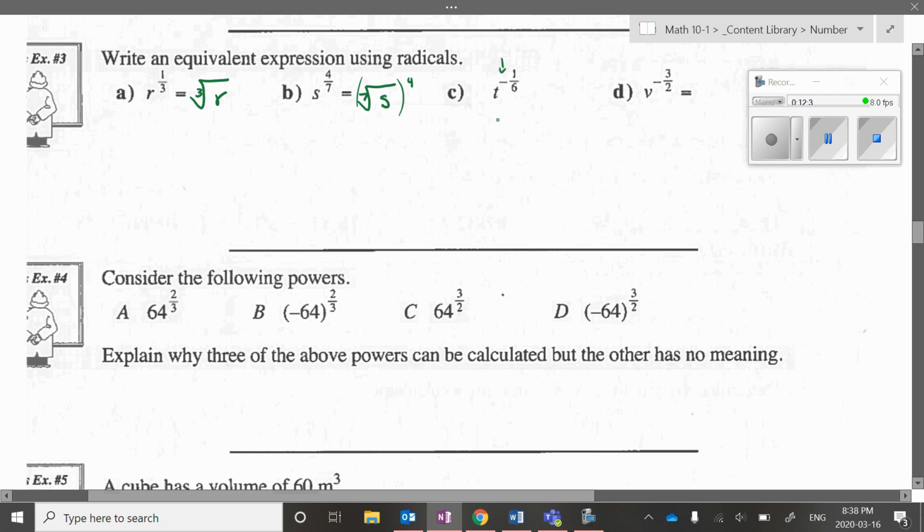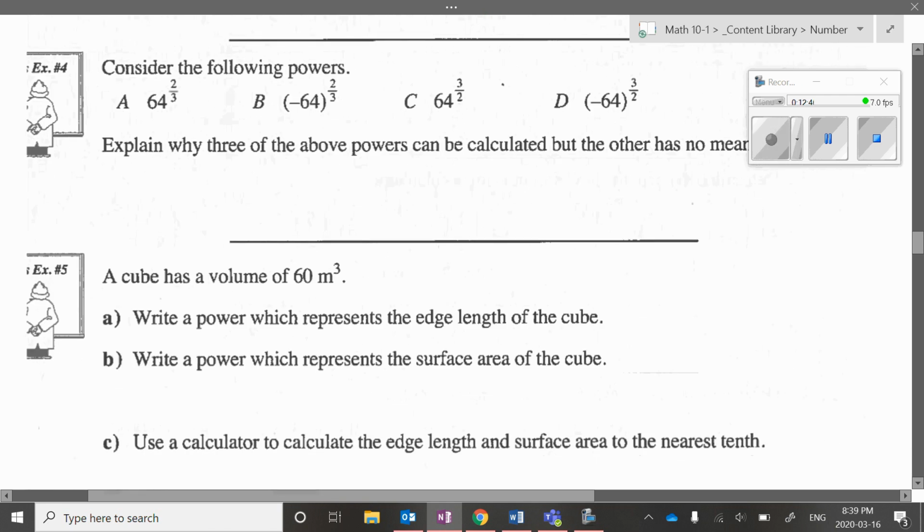The negative, so I'm going to reciprocate it. It's like it's over 1 right now. So then I get 1 over t to the power of a 6th, which is 1 over the 6th root of t. Okay, let's go on to the next one.